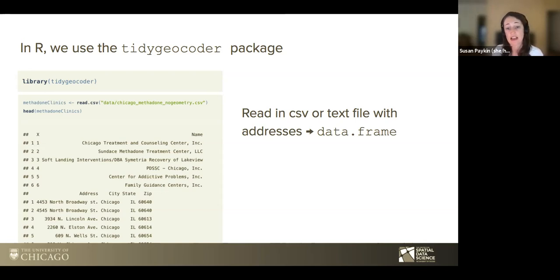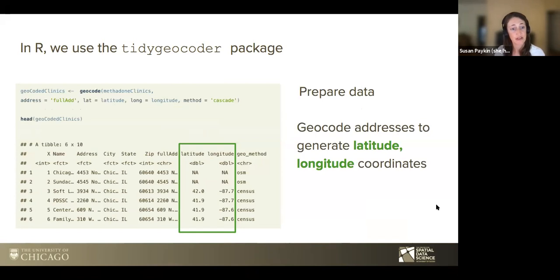So with the Tidy Geocoder package, you start by reading in your CSV or text file with your addresses. We'll see here that we have the address column in this data set, like 4453 North Broadway, Chicago, Illinois, and then the zip code. So we're going to read that in R into a data frame in the next slide. After that, we're going to be doing a little bit of cleaning and preparing the data, to put it into the format that the Tidy Geocoder package and the geocode function can read.